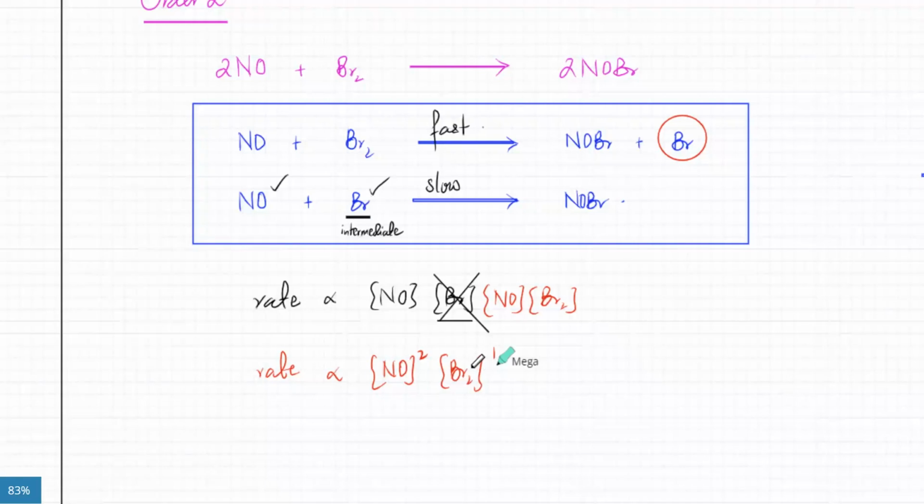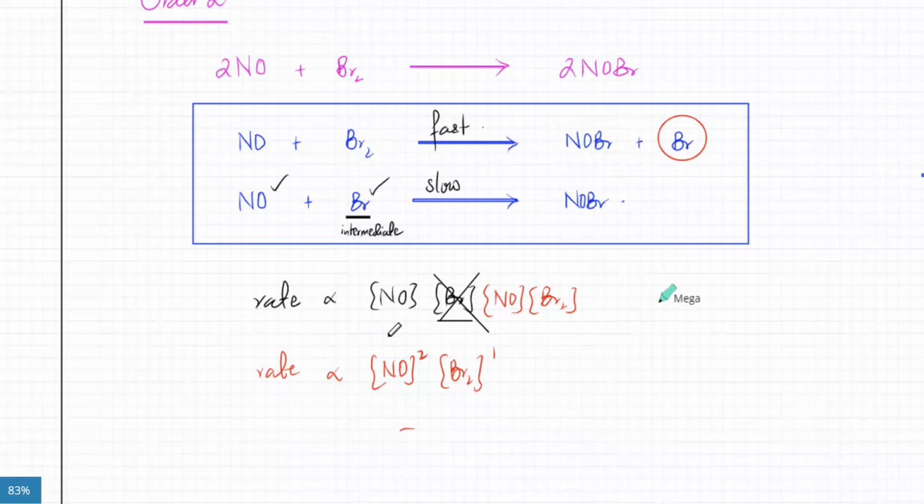And with respect to Br2, it's order 1. So if I double the concentration of Br2, the concentration of Br that is produced would also double. So in my slow step, only one of the reactants is actually doubling. So that is order 1, and the reaction would speed up proportionally. But with NO, it's order 2. It's going to be a quadratic relationship. So remember this.